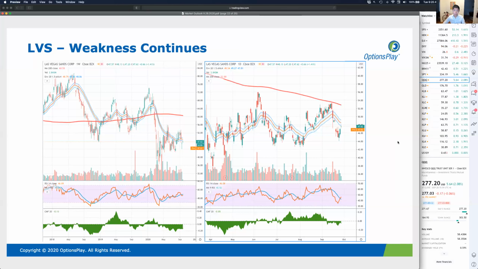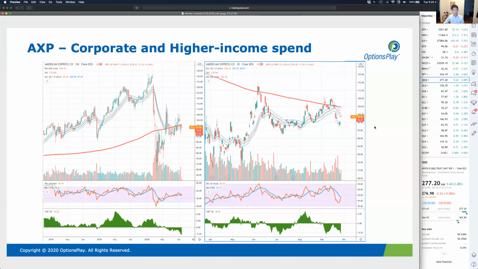But there are plenty of names that fall under this camp where you've seen the stock move basically sideways on an absolute basis, which means that it's continuing to decline on a relative basis. Those are the types of names that I would pay attention to. Another one that falls under this camp is American Express.